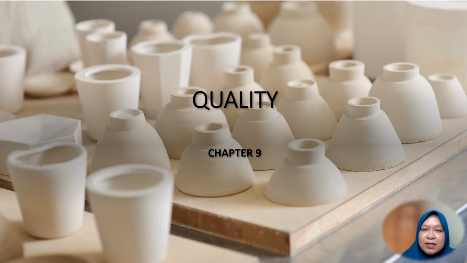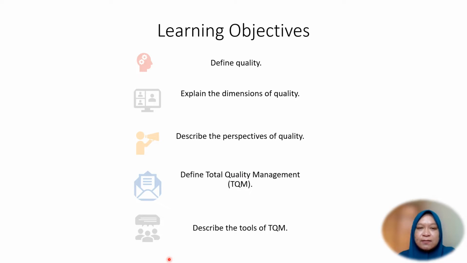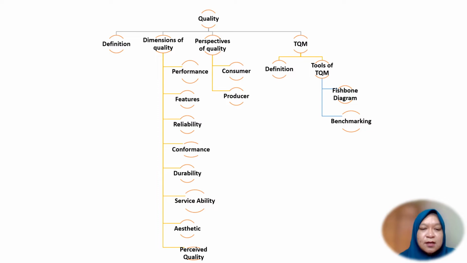So this is Chapter 9, Quality. In this chapter, there are several learning objectives. First, we want to know the definition of quality, the dimensions of quality, the perspectives of quality, TQM, and also the tools of TQM. So this is the diagram for this chapter.